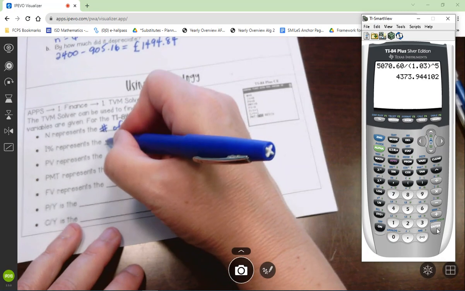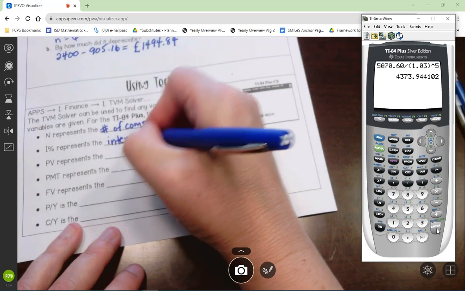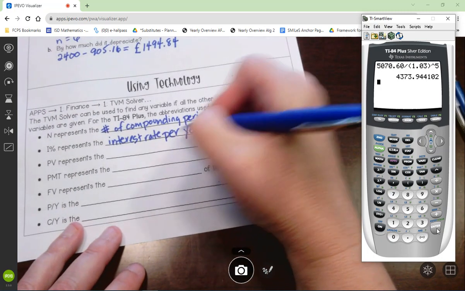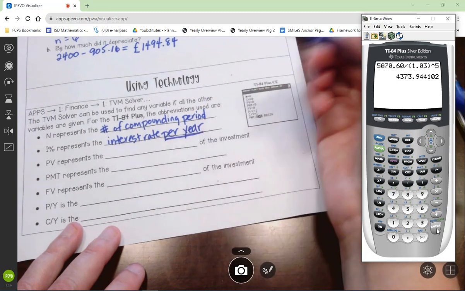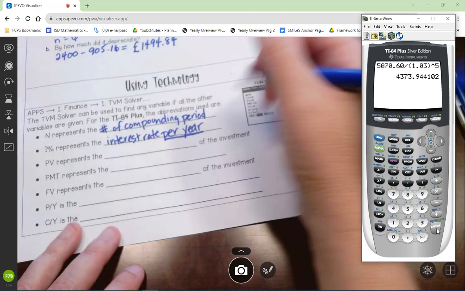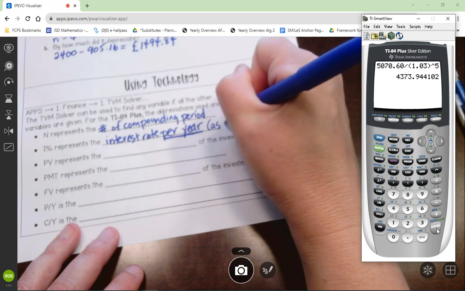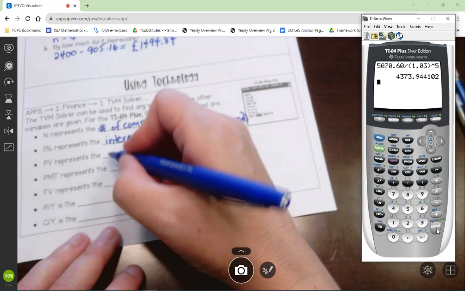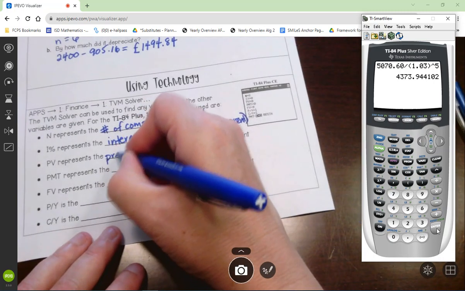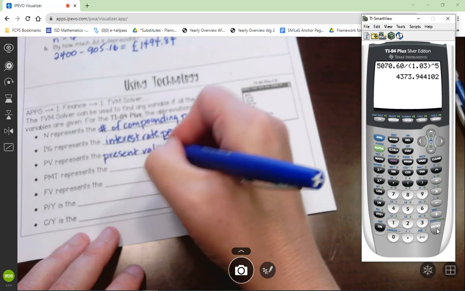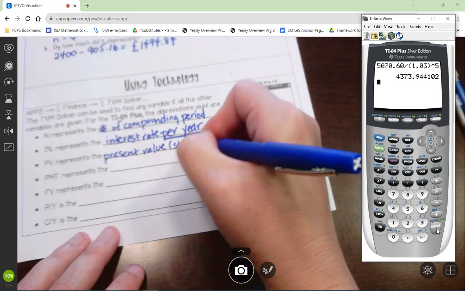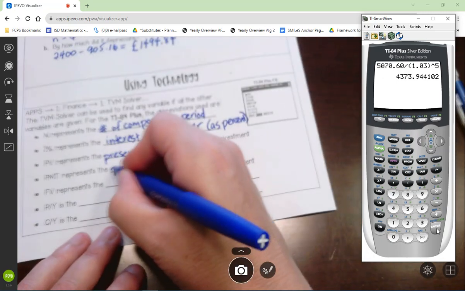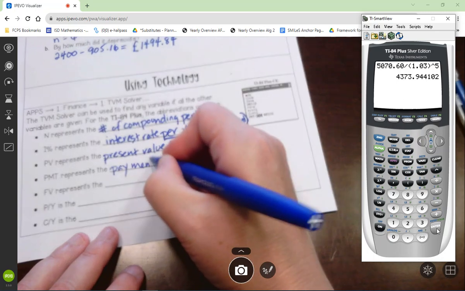I is going to be the interest rate per year. So per year, not per compounding period, so we don't divide it. Also, it is written as a percent, so it's not a decimal. PV is the present value or the starting value. And payment is a payment made each time period. So we haven't done problems yet with a payment.